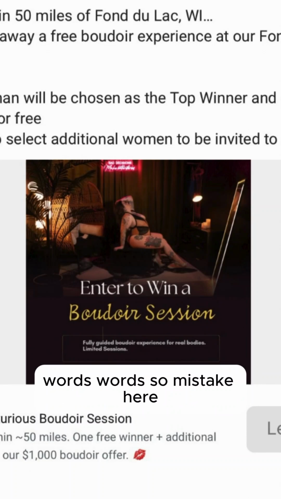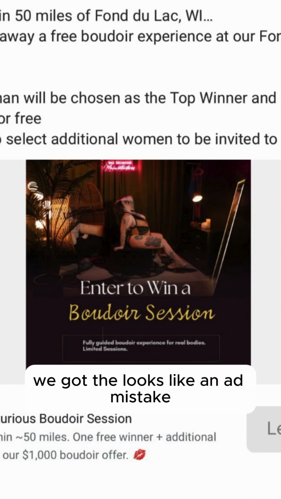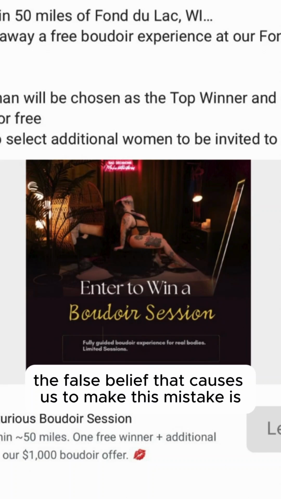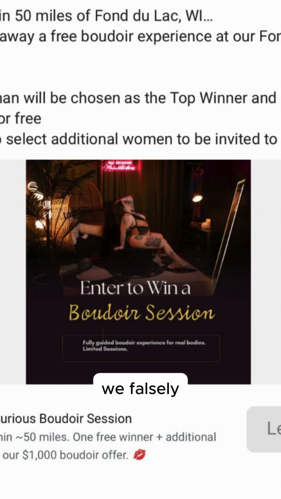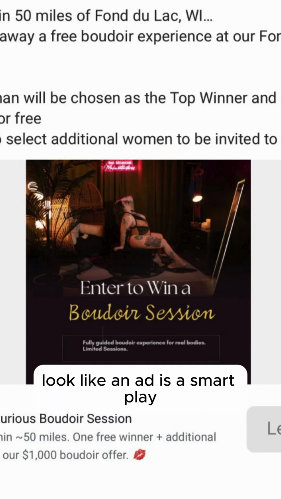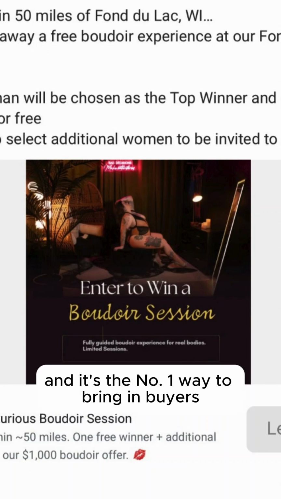So mistake here, we've got the "looks like an ad" mistake. The false belief that causes us to make this mistake is we falsely believe that making our ad look like an ad is a smart play, and it's the number one way to bring in buyers.